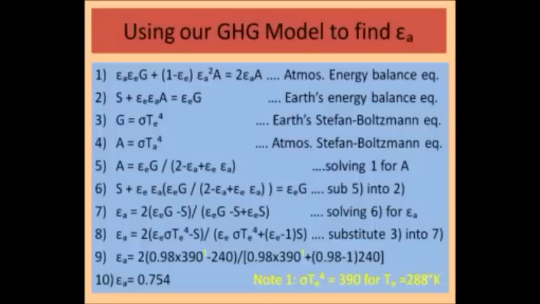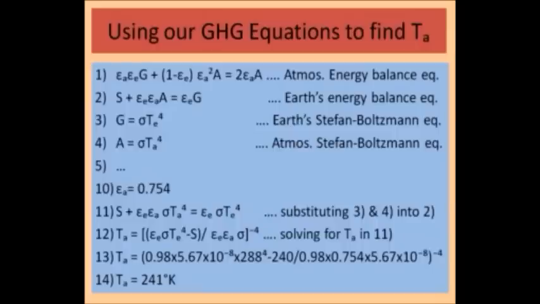Then substituting the Earth's emissivity of 0.98, the Stefan-Boltzmann constant of 5.67 times 10 to the minus 8, and a surface temperature of the Earth as 288 degrees Kelvin, we obtain a value for the emissivity of the atmosphere of 75.4%. Next, we can calculate the temperature of our greenhouse gas layer. You can pause the video if you want to look at the derivation. Here we find the temperature, TA, to be 241 degrees Kelvin.